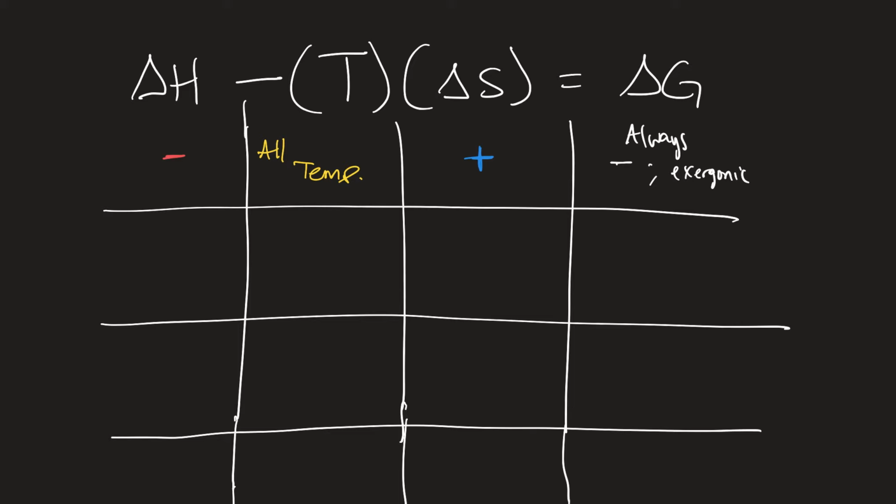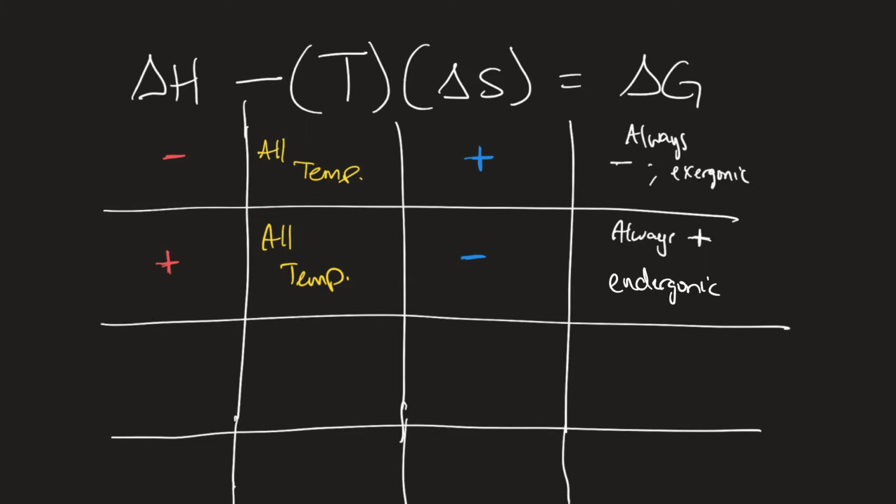Now, what if everything was unfavorable? If delta H was positive and delta S was negative, delta G will always be positive, at all temperatures, regardless. In this case, you have an endergonic process, so this reaction is non-spontaneous at all temperatures.